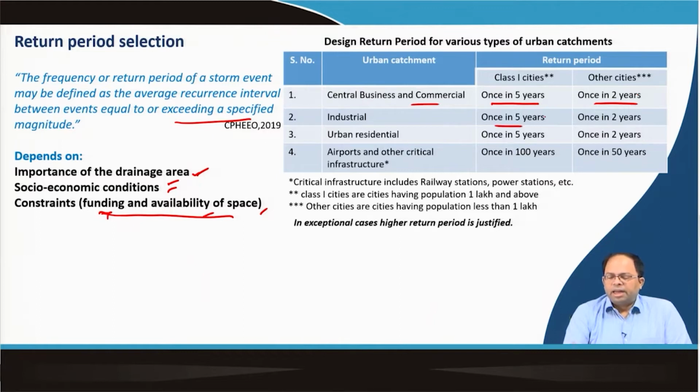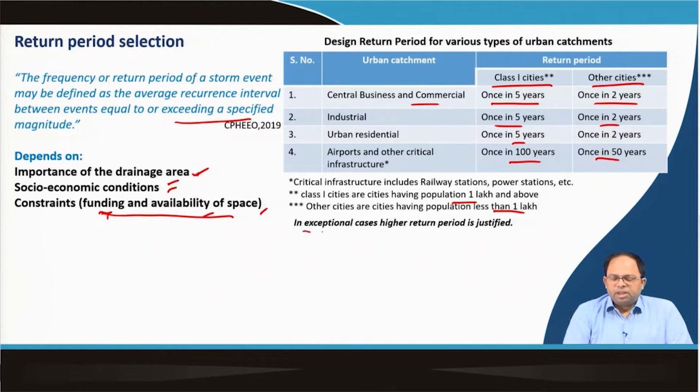Similarly, for industrial areas, we take 5 years and 2 years for smaller cities, urban residential 5 years, and airports and other critical infrastructure almost 100 years, and maybe for smaller cities 50 years. Critical infrastructure also includes railway stations and power stations, which should not get inundated in case of any kind of heavy rainfall. And class 1 cities are cities having a population of more than 1 lakh, and other cities are less than 1 lakh. So, that is the classification as per Indian standards.